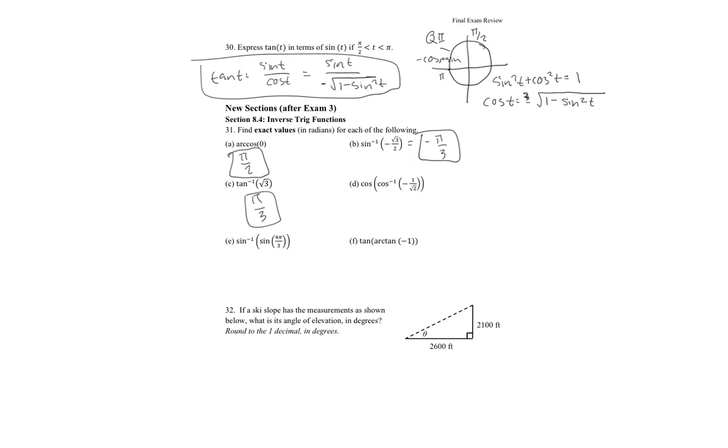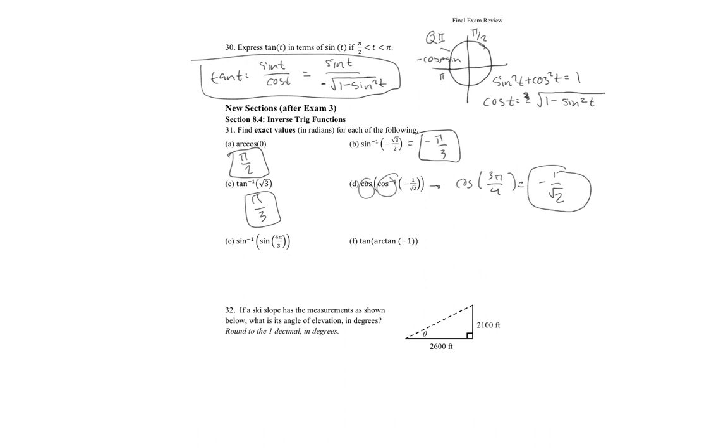And then for part D, we have two different ones, right? So first we have to find the cosine inverse of negative 1 over radical 2. And we know that that's 3 pi over 4 on the unit circle. And so then what we have to do is take the cosine of 3 pi over 4, which gives us negative 1 over radical 2, which makes sense since we're taking the cosine of the inverse cosine. So that'll give us negative 1 over radical 2.